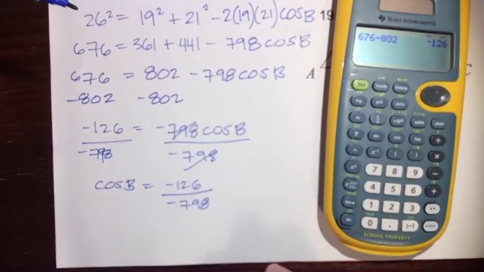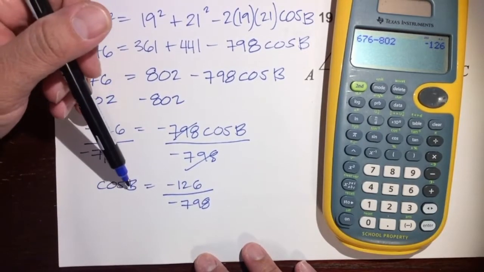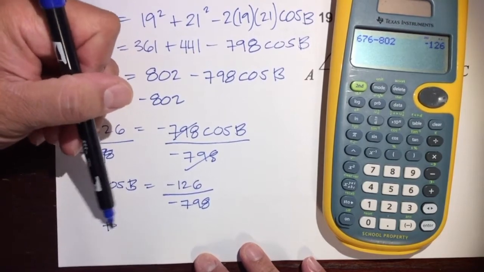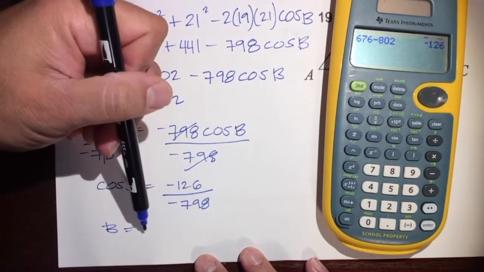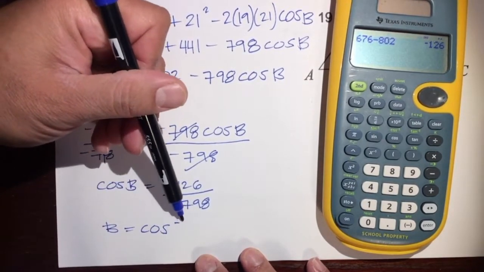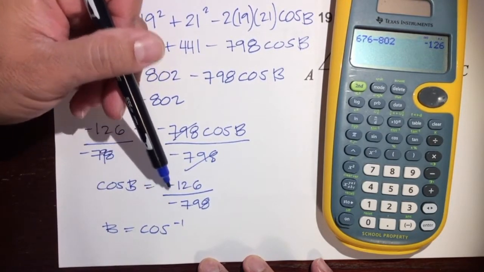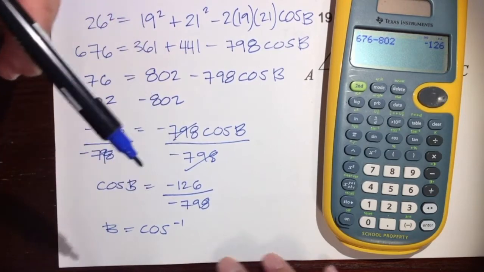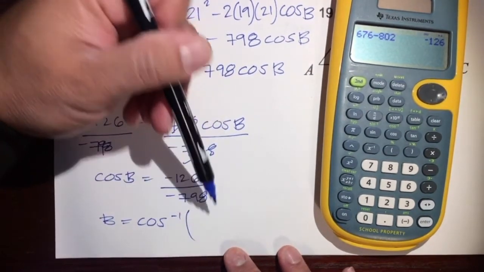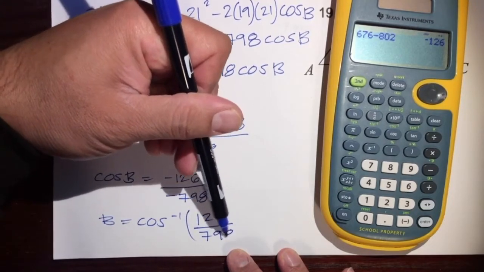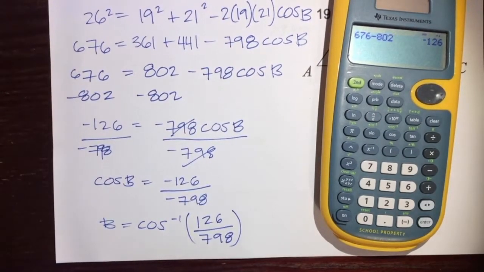Whew. Okay, now we're going to take this b. We want to get b by itself, and we're going to get the inverse. So b is equal to the inverse cosine of, and we know that these two negatives make a positive. So let's not write those two negatives again. So let's make it positive 126 over 798. All right, now let's use our calculators.